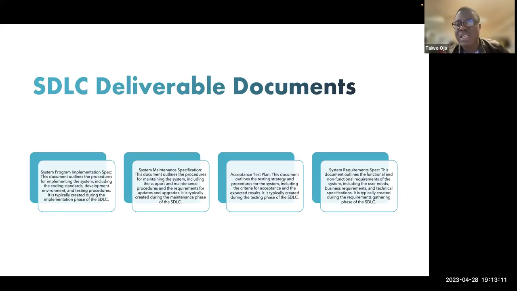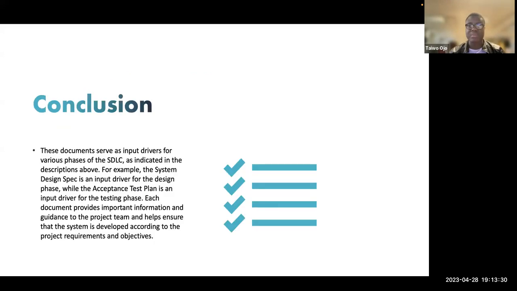And then last but not the least is the system requirement spec. This document outlines the functional and non-functional requirements of the system, including the user needs, business requirements, and technical specification. It is typically created during the requirement gathering phase of the SDLC.